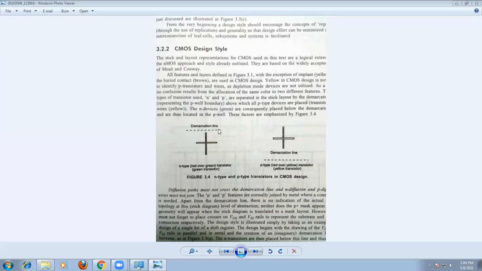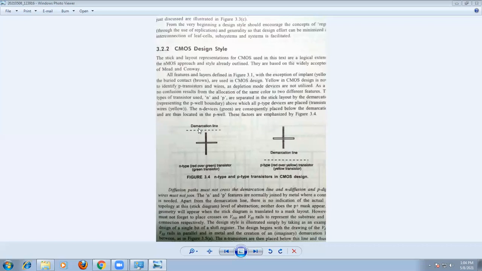And the fifth one, always remember which layers will cross the demarcation line. No diffusion, either N diffusion or P diffusion, will cross the demarcation line. Okay, N diffusion and P diffusion will not cross the demarcation line. That's the main thing you have to remember.